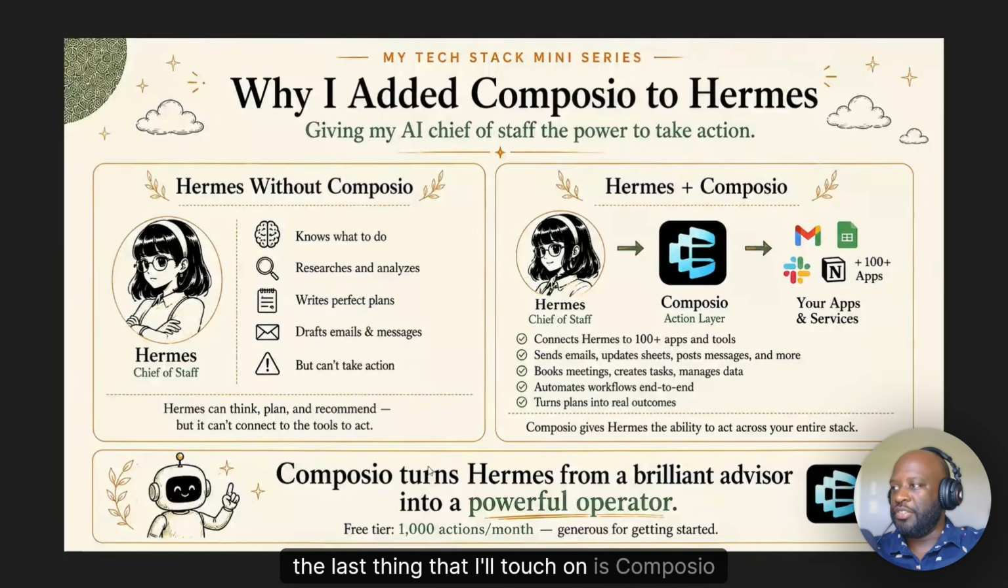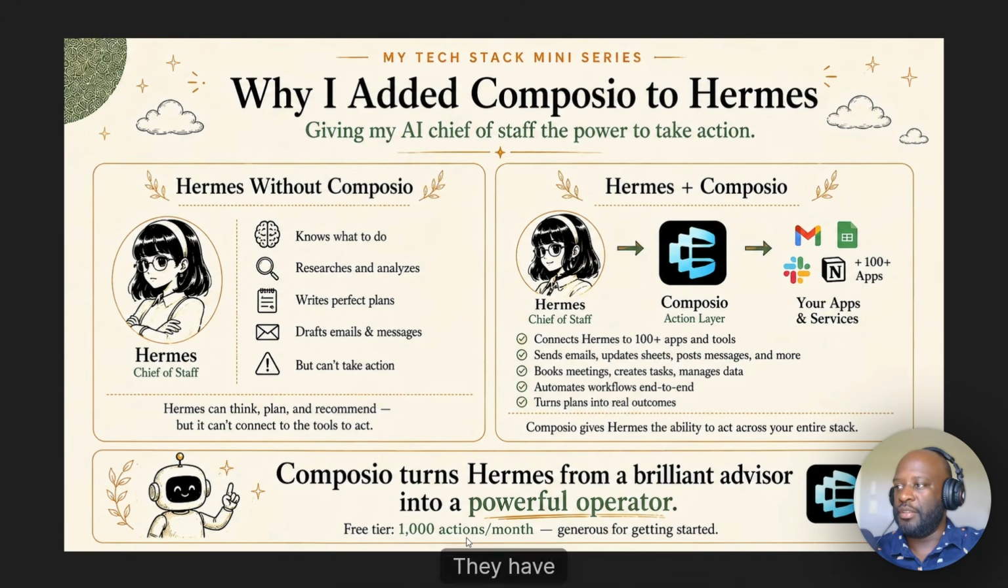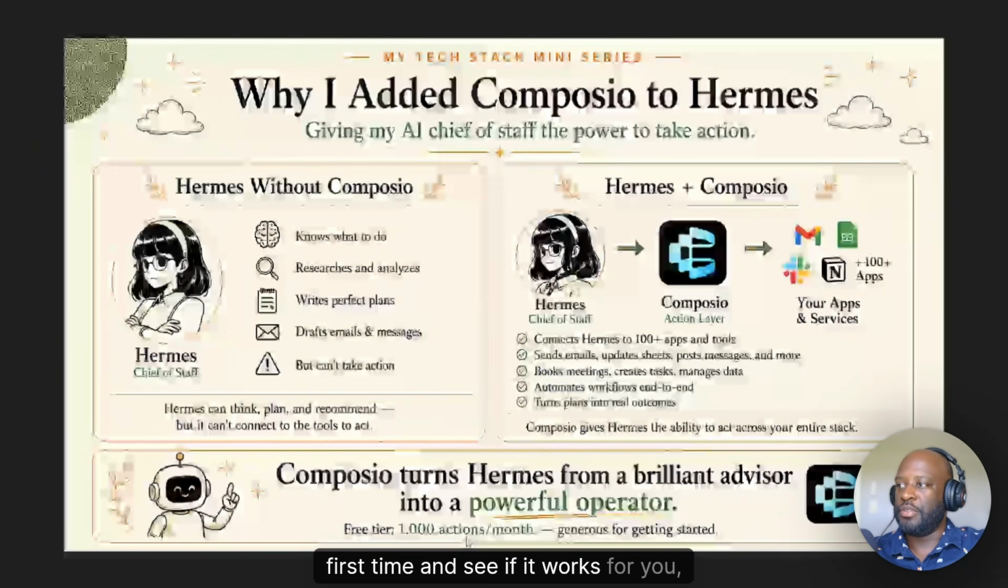The last thing that I'll touch on is Composio actually has a free tier, which is very generous. They have over 1,000 actions per month for free. So if you're just trying to test this out for the first time and see if it works for you, you don't even need to pay for it. So with that, we'll go straight into their website.